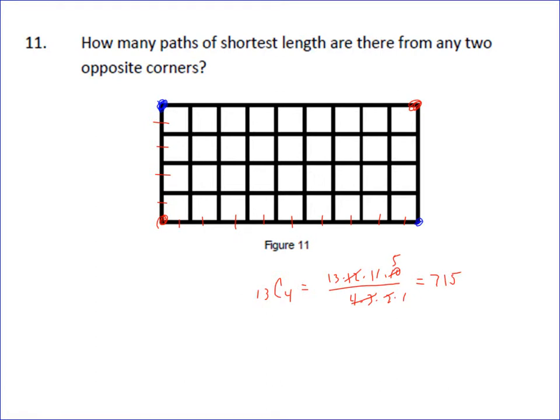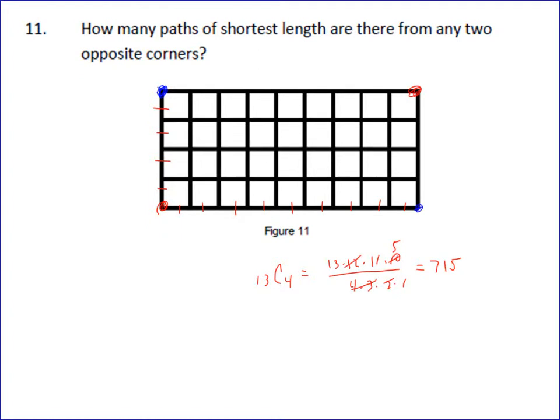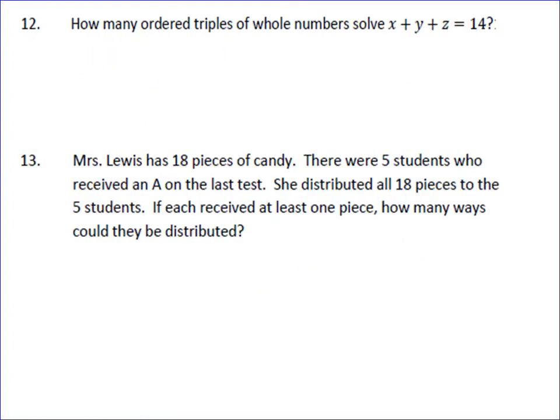So there's 715 ways to get from any corner. It doesn't matter which corners you went from, they'd all be the same. 12. All right, this one is that sticks and stones problems we did before.